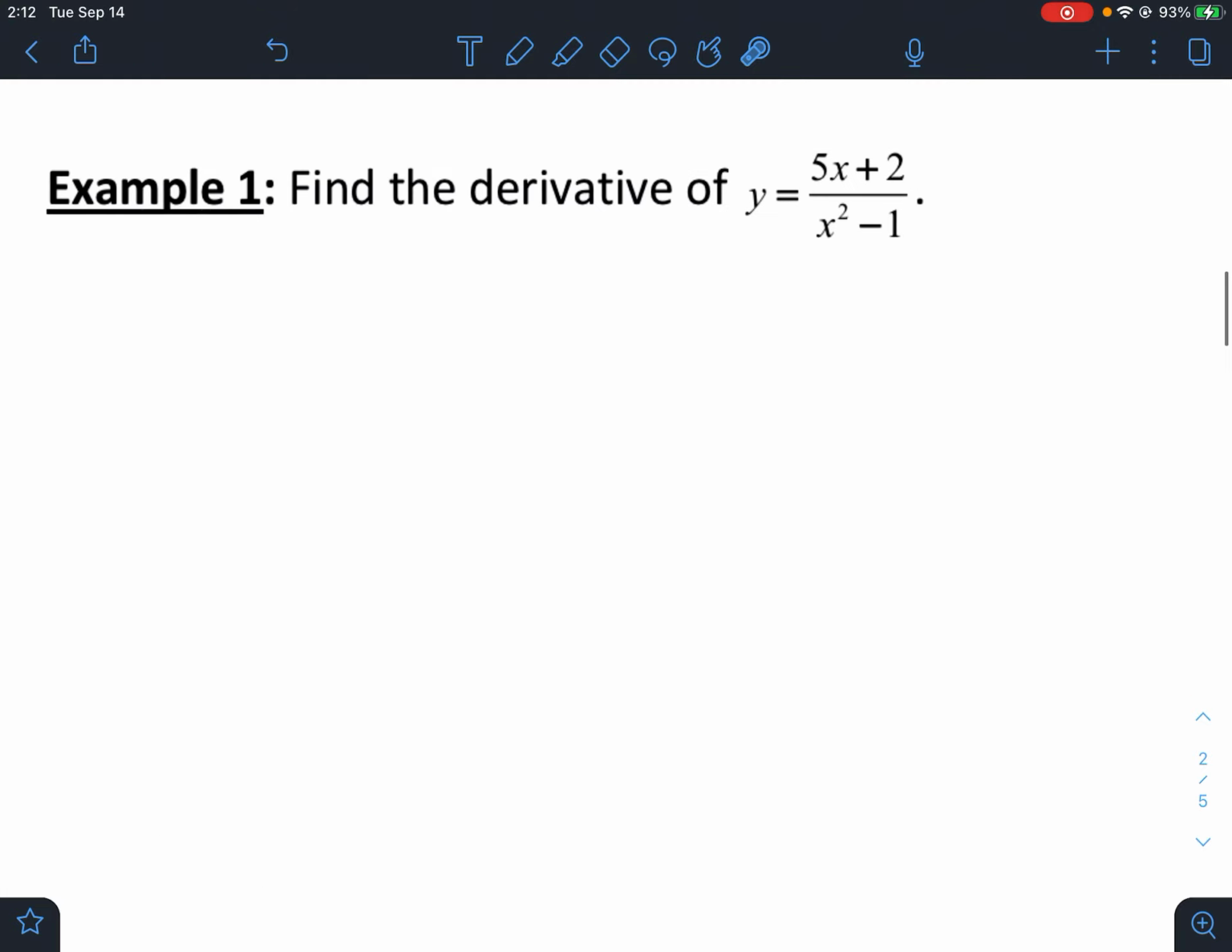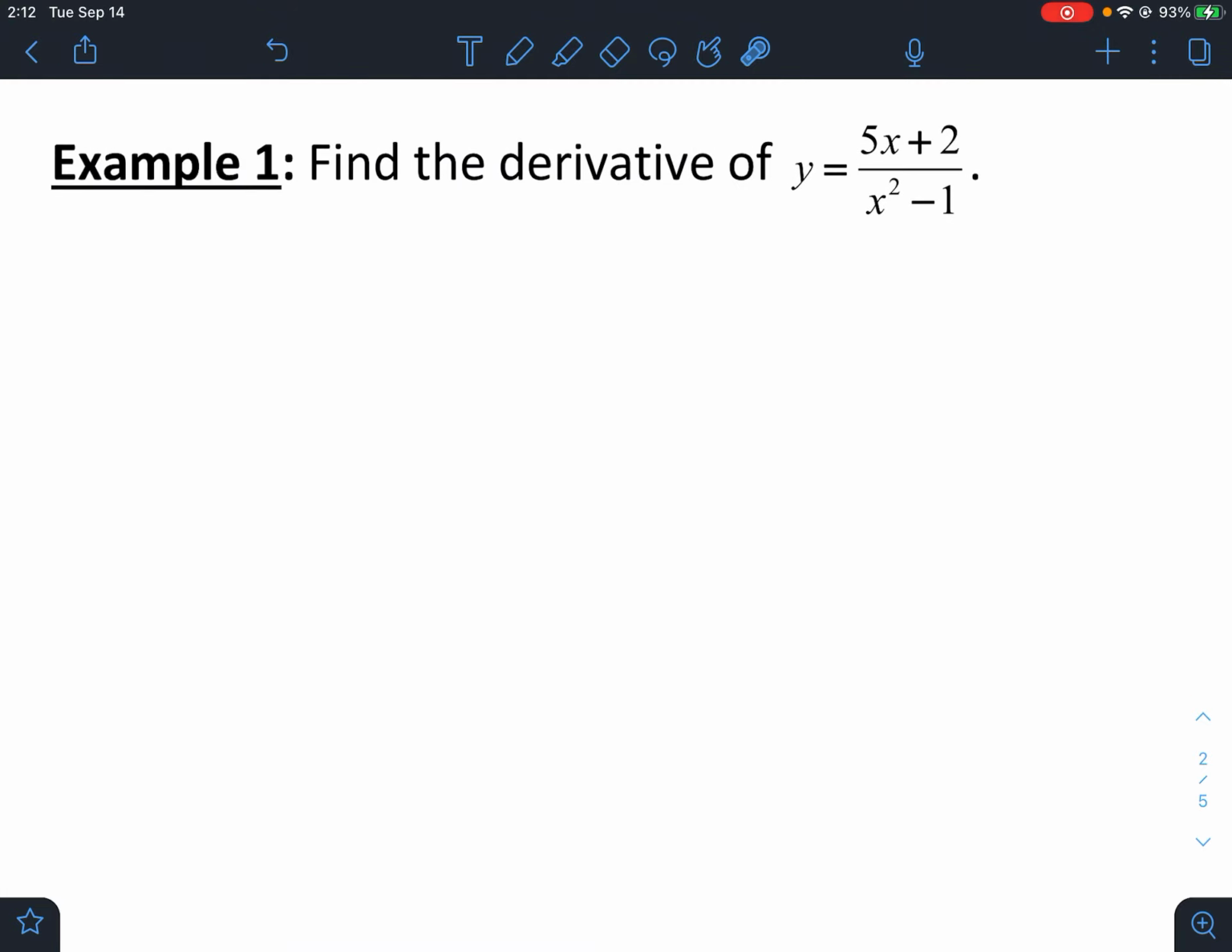All right, so let's take a look at our first example here. Here's an example problem. Take the derivative of y equals 5x plus 2 over x squared minus 1. So we can see here we have a function of x over a function of x. There's no way of just splitting this and simplifying it. So this is a problem we would definitely want to use the quotient rule on.